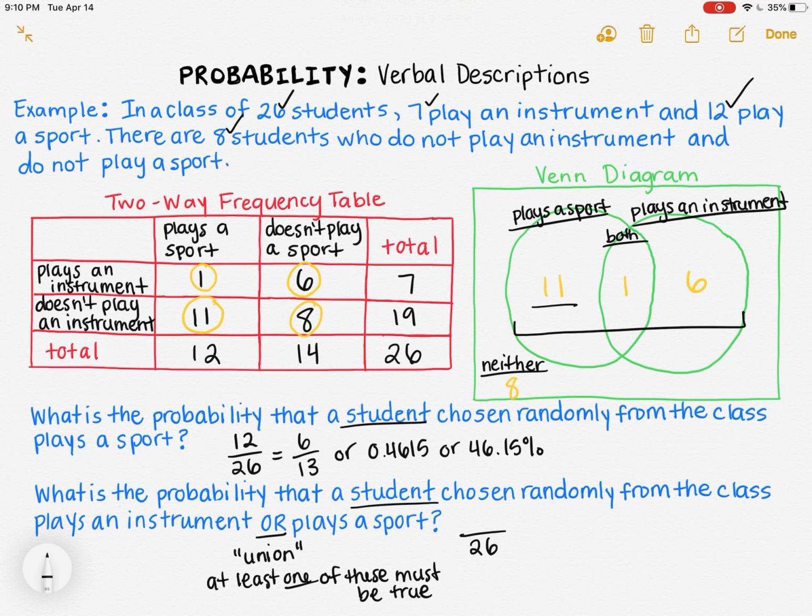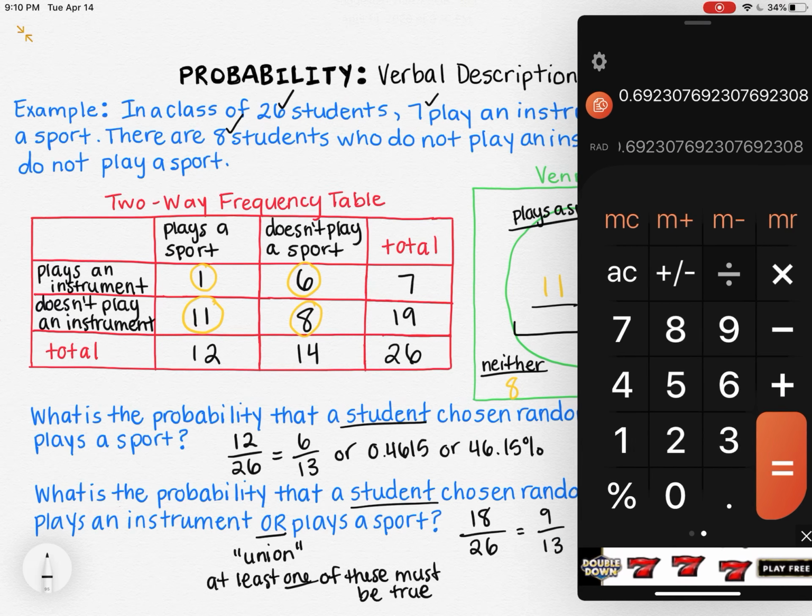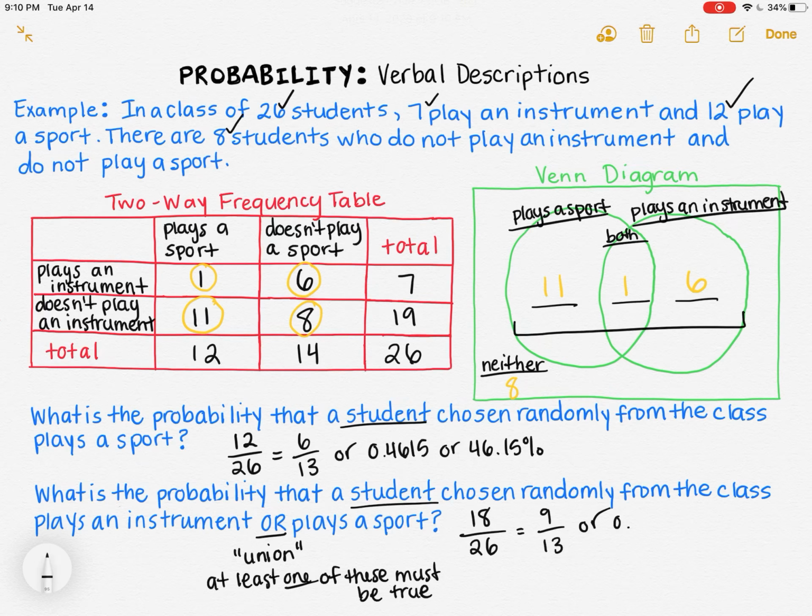So I need to add up the number of students that play a sport, the number of students that play both an instrument and a sport, and the number that just play an instrument. That will give me the union of these events. So 11 plus 1 plus 6 gives me 18, which simplifies to 9 out of 13. I can also write this as 0.6923 or 69.23%.